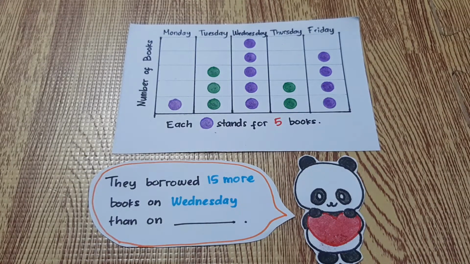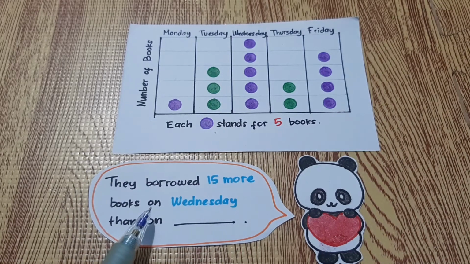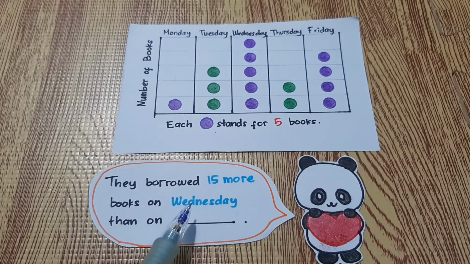So basically you have to understand the sentence. This number, the more or the less part, belongs to the first information. Which one is the first information? This one. In the sentence, they borrowed 15 more books on Wednesday than on something. So the first information is Wednesday. So the more part here belongs to Wednesday. Okay? Now let's go to the next question.